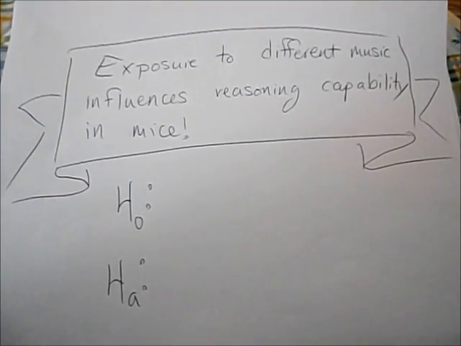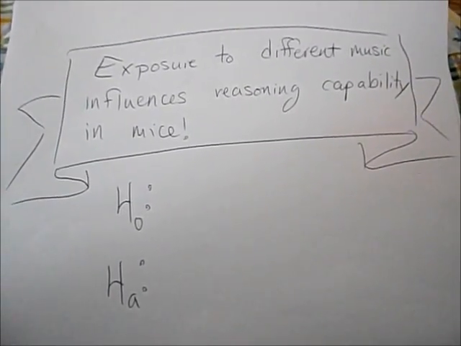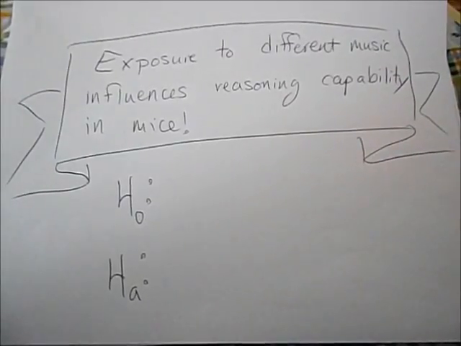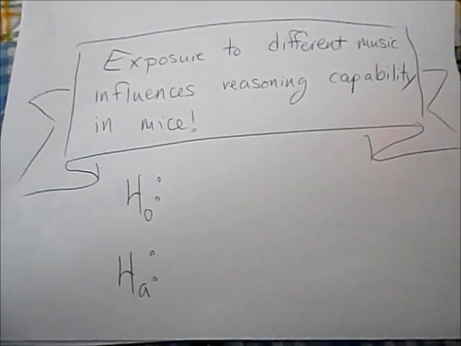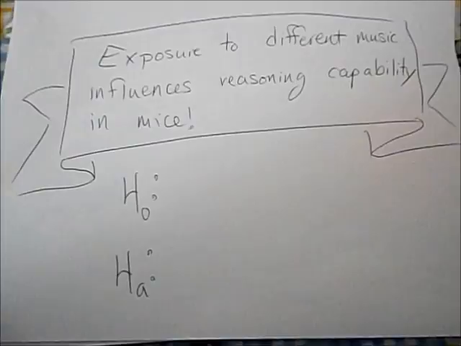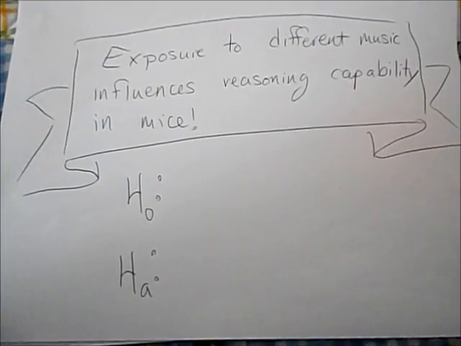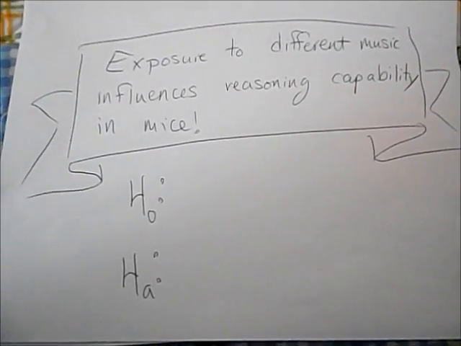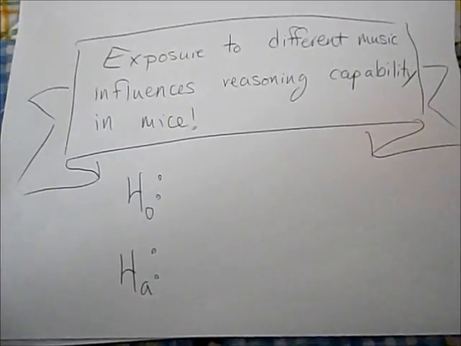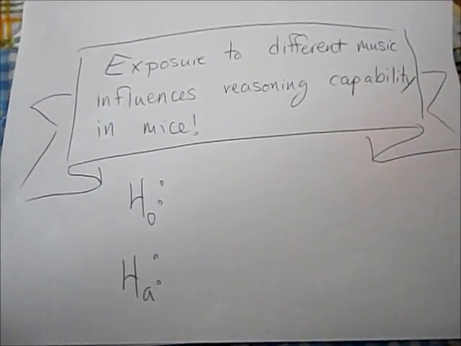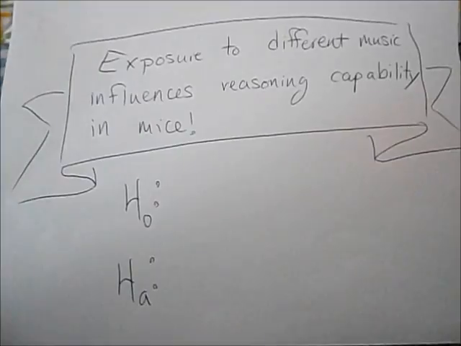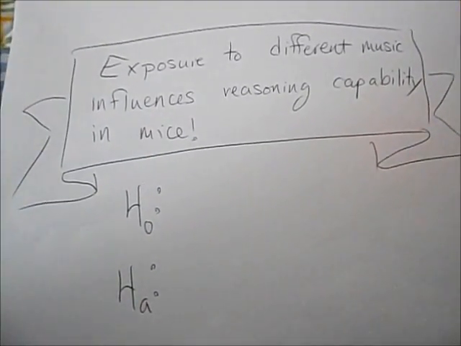Here's our first experiment. Exposure to different music influences reasoning capability in mice. That is something you can absolutely test, right? We talked about this experiment on the first day of class. Exposure to different music influences reasoning capability in mice. One way we could test this is by using a maze, as they did in the experiment we discussed. And so let's talk about this.